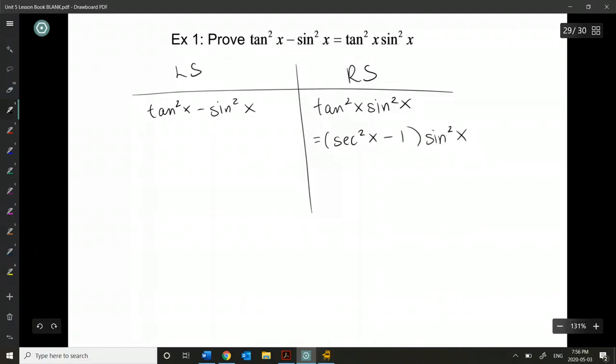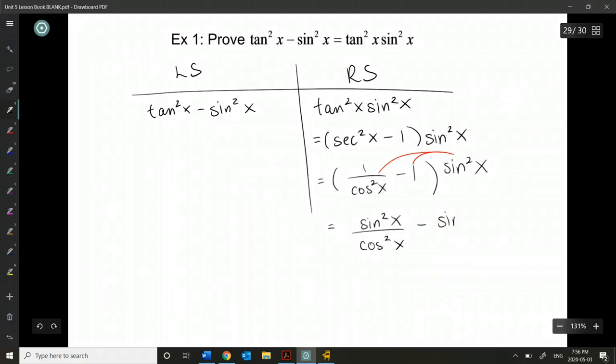Now the cool thing about this is that all of a sudden, now that I've done this, I have something minus something, and that's kind of what we have over here on the left-hand side. So remember that secant squared is actually 1 over cosine squared. So if it's secant squared, it's 1 over cos squared. And then I'm actually going to distribute this sine squared into each side here. And what you'll notice here is that we get sine squared x over cos squared x minus sine squared.